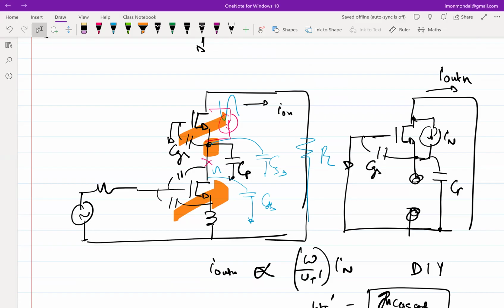So the cascode, while it helps, is one of the very few things which almost gives you a free lunch, right? But you cannot go too greedy with sizing the cascode up. Okay, that is something that you should keep in mind.